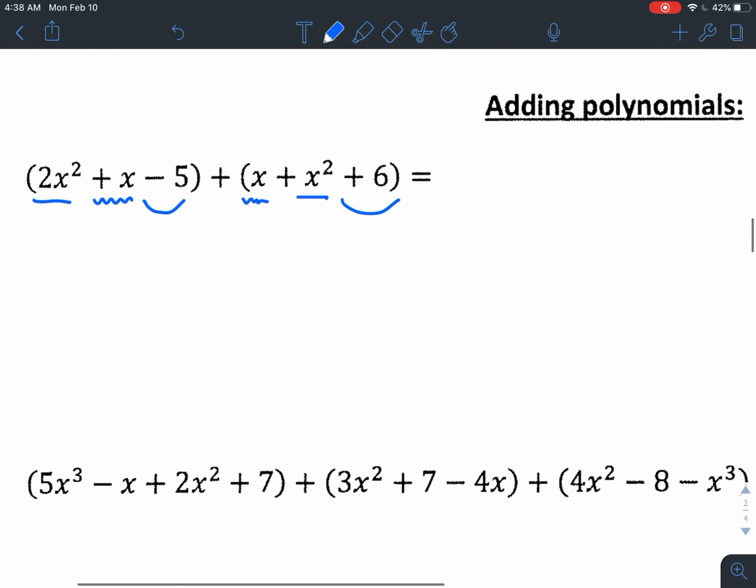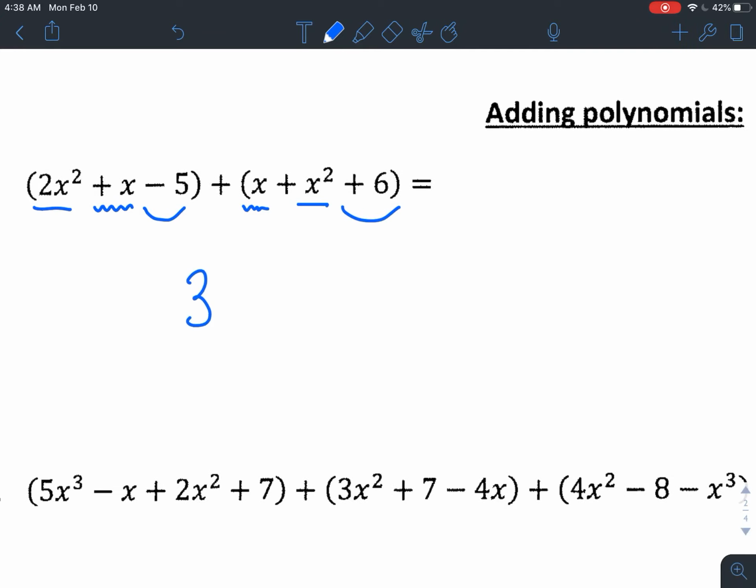So here, when I end up adding my polynomials together, again, my x squareds, I have 2x squared and positive 1x squared. So that's a total of 3x squared. I'm just adding their coefficients.